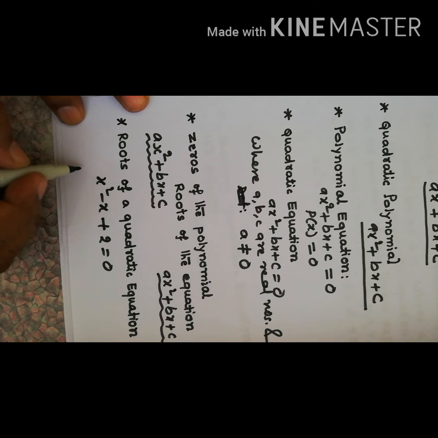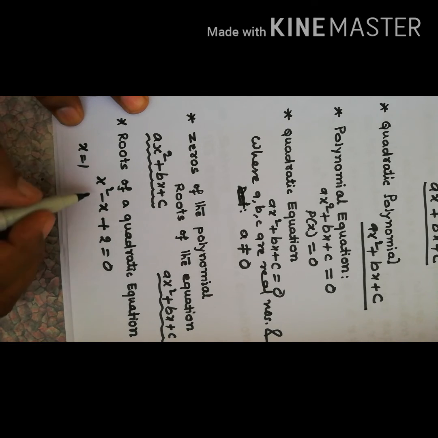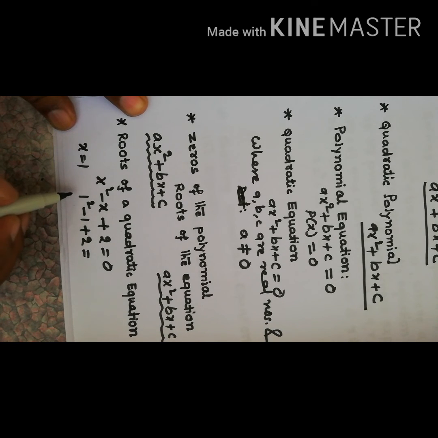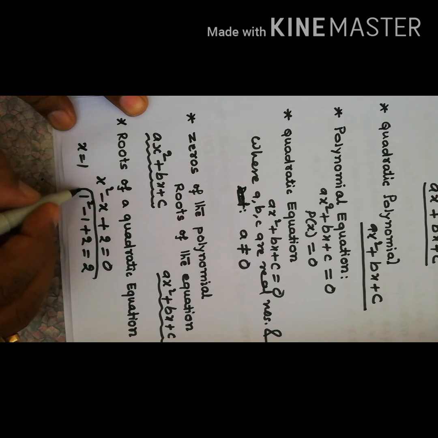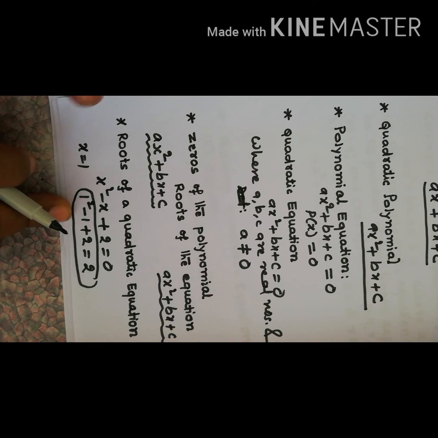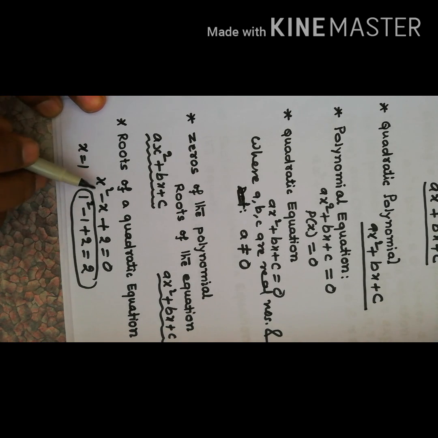So if you put x is equal to 1 in this equation, we get 1 square minus 1 plus 2, and that is equal to 2 plus 1, 3 minus 1, that is 2. So x is equal to 1 is not satisfying this equation. So x is equal to 1 is not a root of this quadratic equation. So to find the roots of the equation, we have to find the value of x which satisfies this equation.